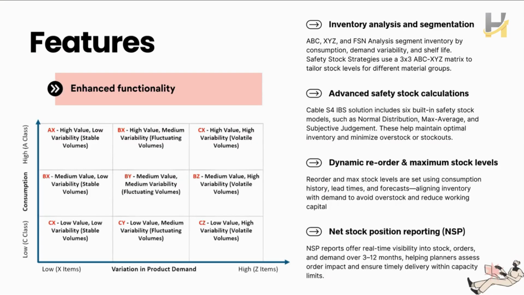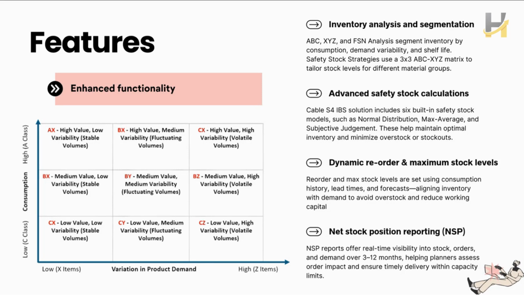Right. So what are the enhanced functionalities that we provide? To start with, we start with the inventory analysis and segmentations, which is extremely important, whether it's a traditional MRP or you're talking about a demand-driven MRP. These are some of the most important aspects of inventory analysis and segmentation. So we offer ABC, XYZ, and FSN analysis.